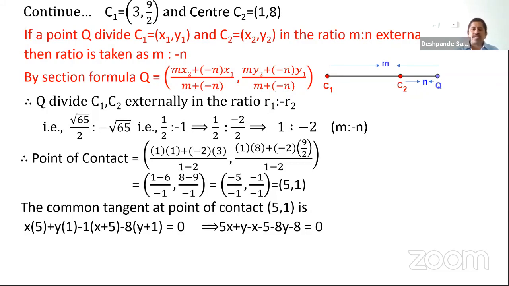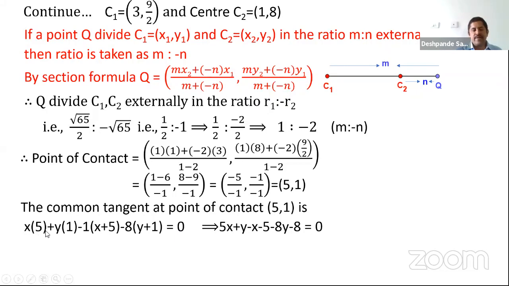So we have chosen circle 2 here because it was not having a constant. So x1 is 5, y1 is 1, plus g value is minus 1, so x plus 5. f value is minus 8, so minus 8 into y plus y1 is 1. No constant is equal to 0.